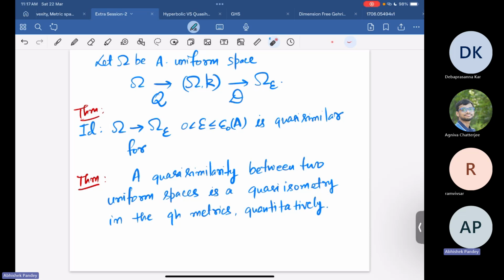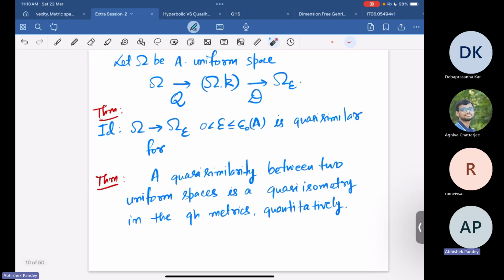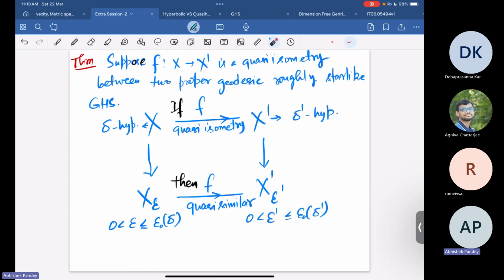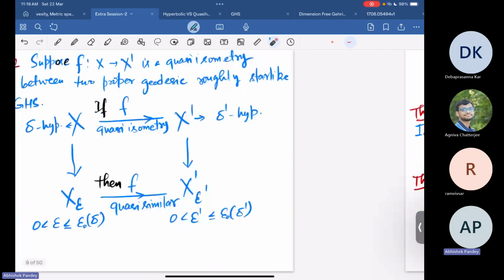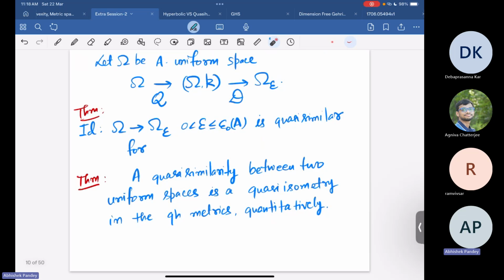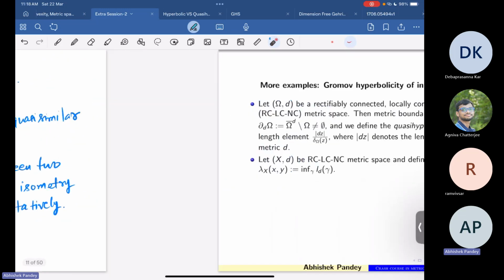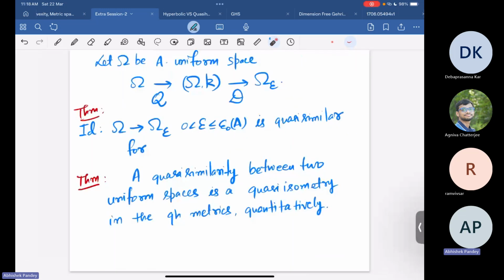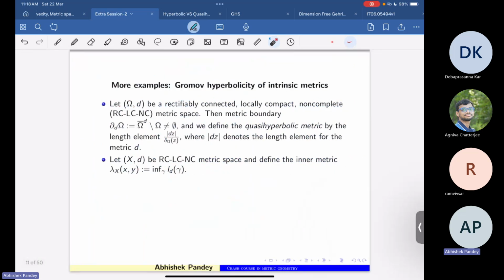and the next result is that a quasi-similarity between two uniform spaces is a quasi-isometry in the quasi-hyperbolic metric. So again, it is the converse of the previous one: there we have a quasi-isometry which induces a quasi-similarity, and in this one we have a quasi-similarity between two uniform spaces, which gives a quasi-isometry once we quasi-hyperbolize. Okay, so this was the theme of BHK uniformizations, and we will see its applications later on.